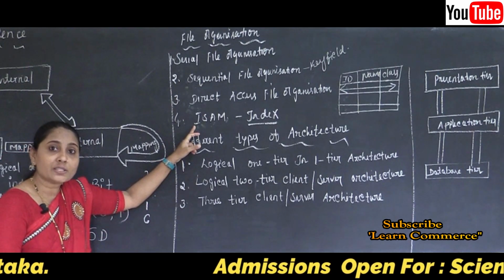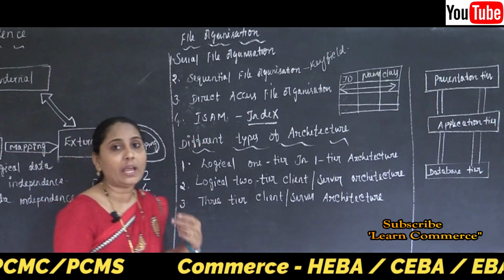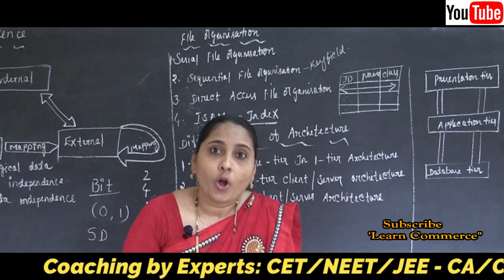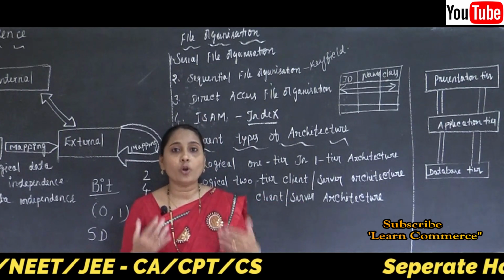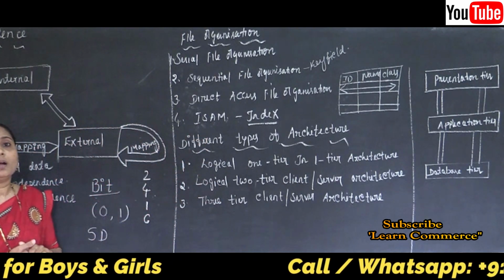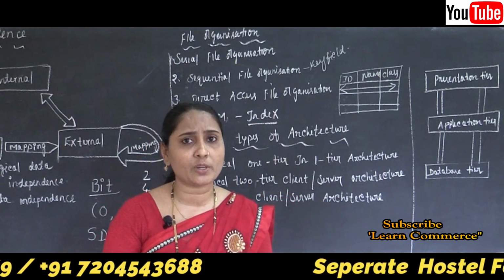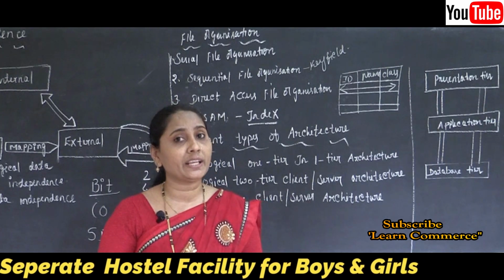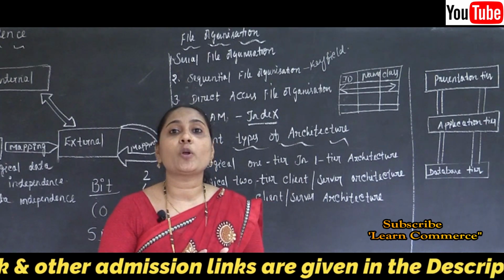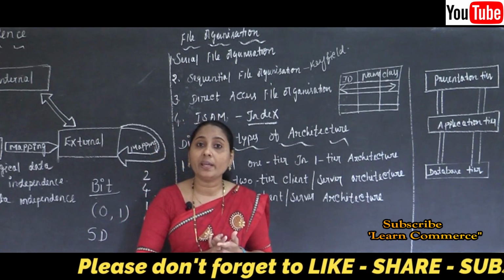But ISAM also permits direct access to individual records in a relatively efficient manner, that is, when the computer activity ratio is very low. So this is the advantage of our ISAM. We use sequential processing of the records when the activity ratio is high, and ISAM also permits processing of individual records when the activity ratio is very low.